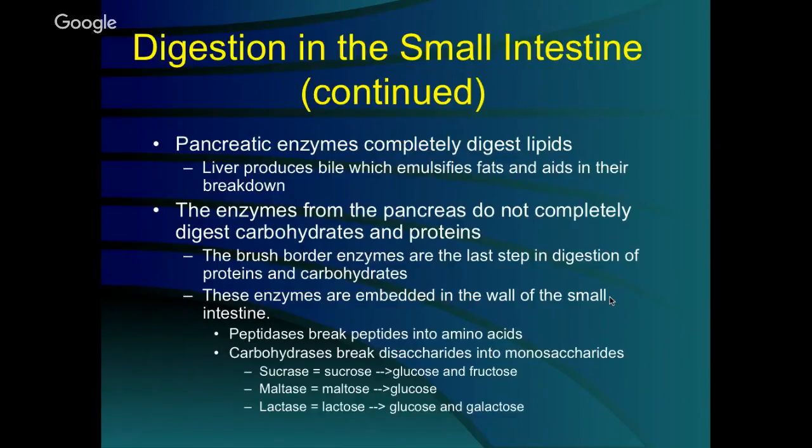Sucrase is the enzyme that splits sucrose into glucose plus fructose. Maltase is the enzyme that splits maltose into glucose plus glucose. And lactase is the enzyme that splits lactose into glucose and galactose. That last one there, lactase, that's the one that a lot of adults lack. They don't have it, and that makes them lactose intolerant because they're not able to digest it.